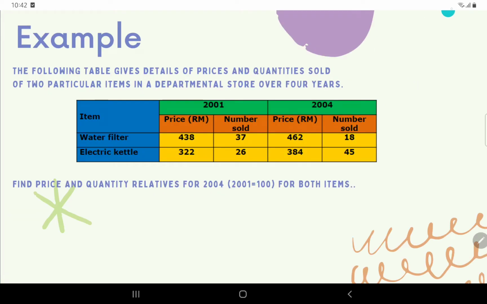Okay, for example, this table gives us the details of price and quantities. This is the price in 2001 and price in 2004, and then quantities in 2001 and quantities in 2004, of these two items. The first one is water filter and electric kettle. So we need to find the price and quantity relative for 2004, for both items. So 2004 is our current year.